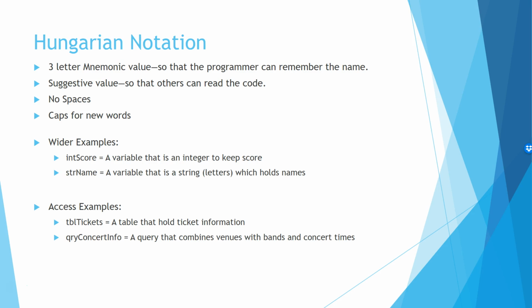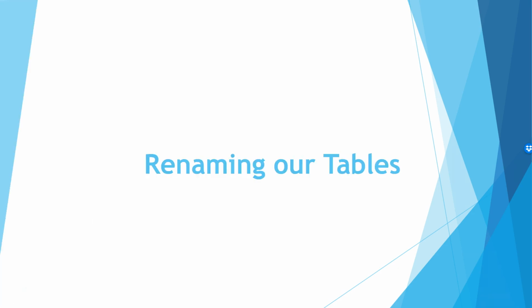So the next one is qryConcertInfo, capital C, capital I. And that's a query that combines venues with bands and concert times. And then finally frmNewConcerts, capital N, new, capital C, concerts, a form that allows the user to set new concert dates. So renaming our tables then.